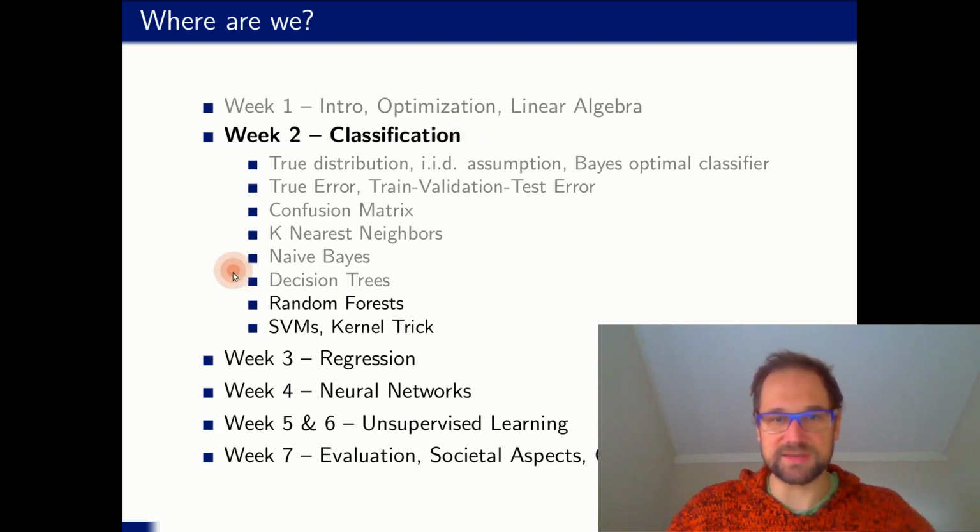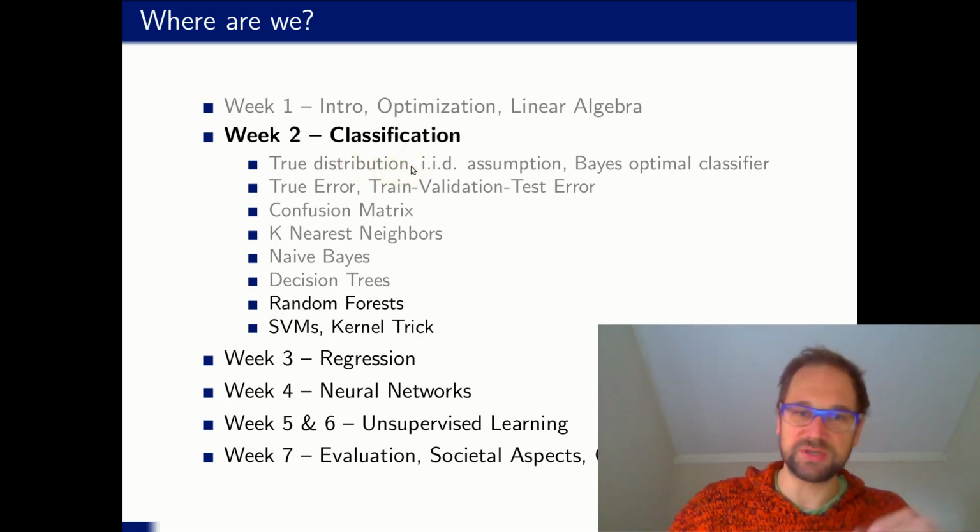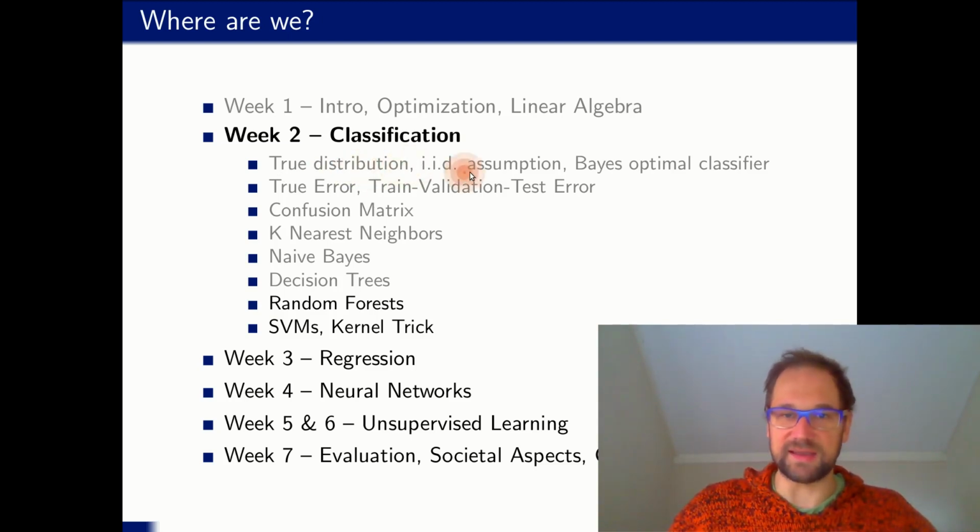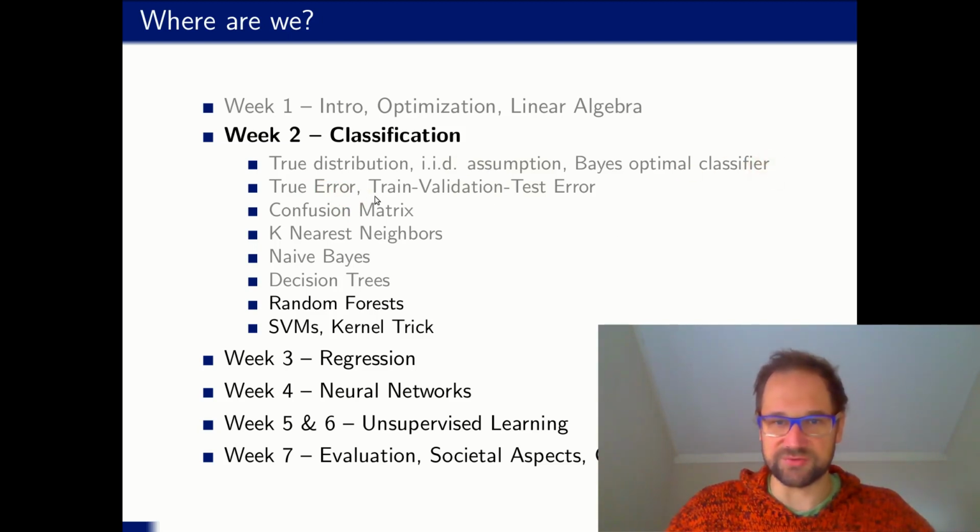And last week we discussed some basic assumptions about the classification problem, so that we have a true distribution which generates our data in an IID fashion, independently and identically distributed. We discussed concepts like the true error and Bayes optimal classifiers, and we discussed train validation test splits and evaluation on these different data sets. We had the confusion matrix. And the main topic was three classifiers: k-nearest neighbors, naive Bayes, and decision trees.